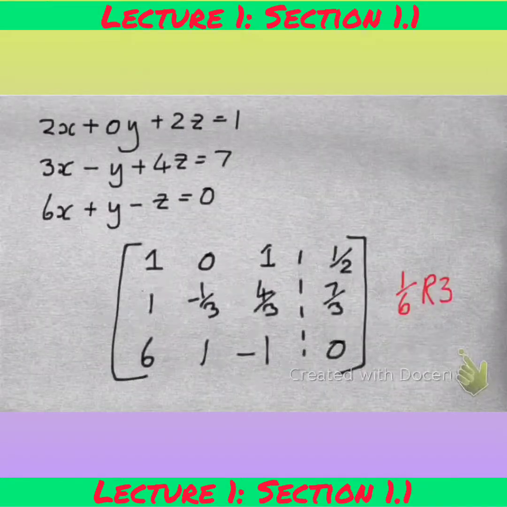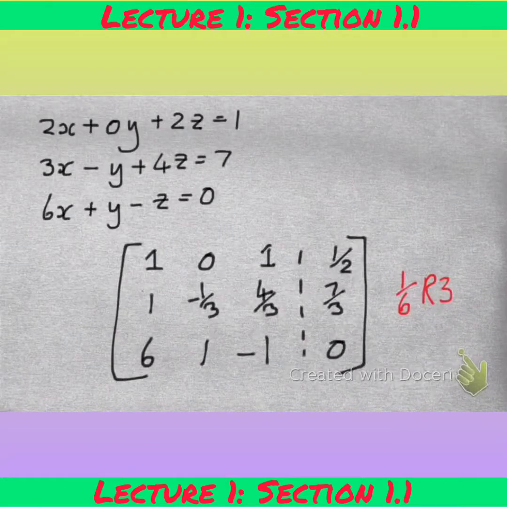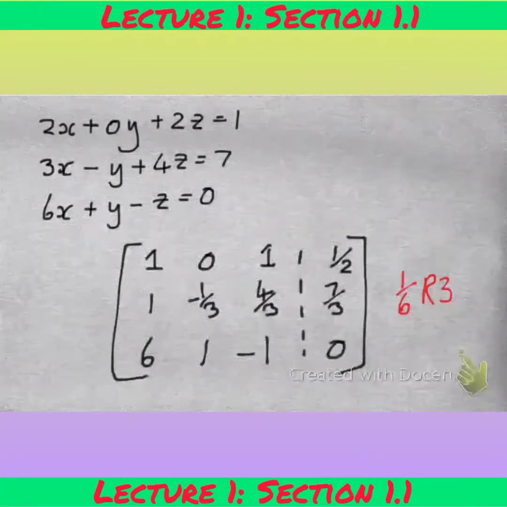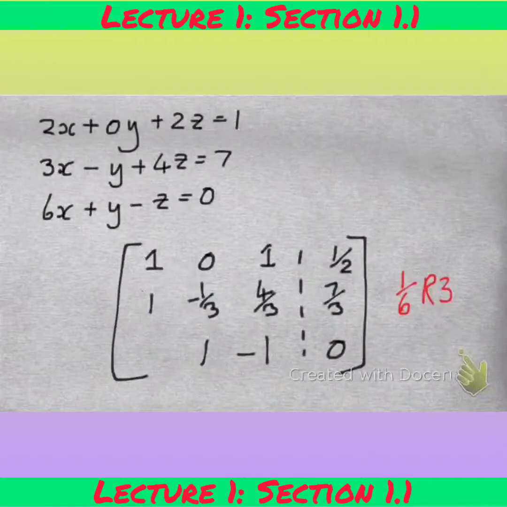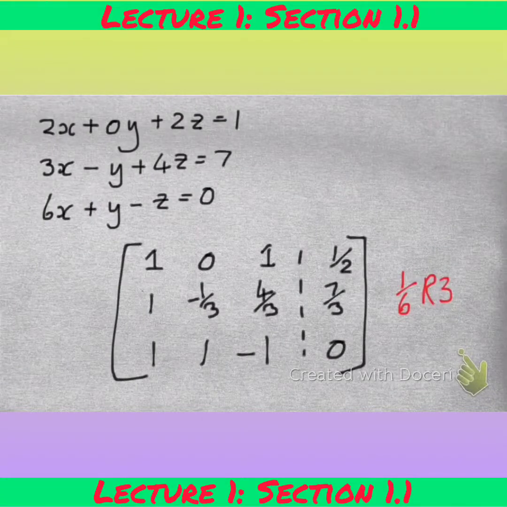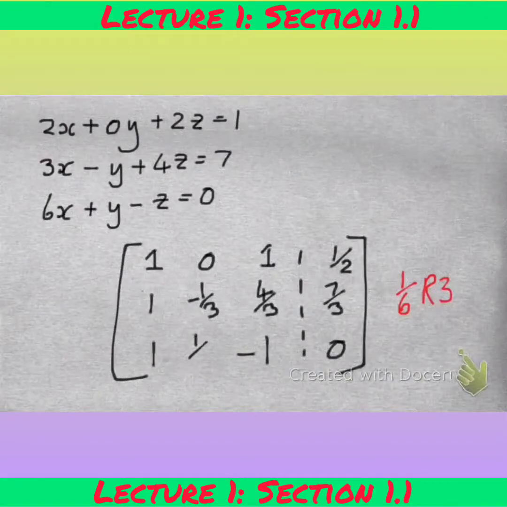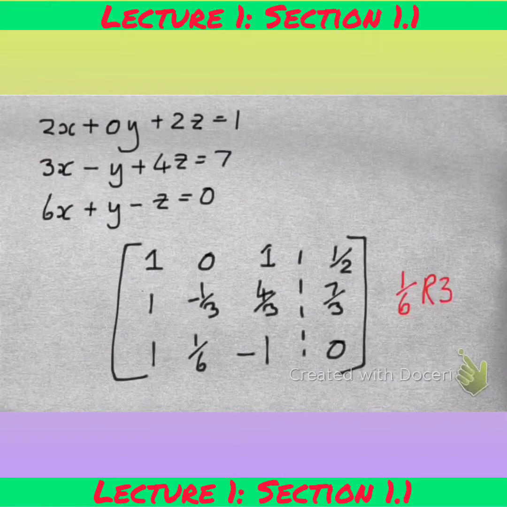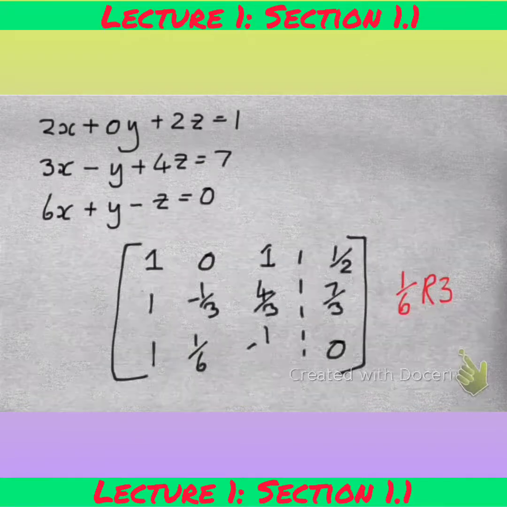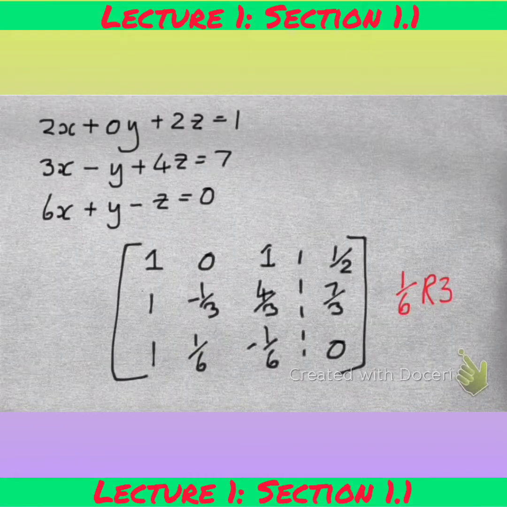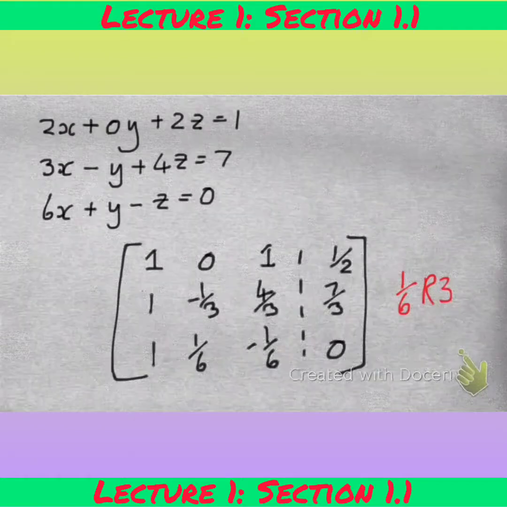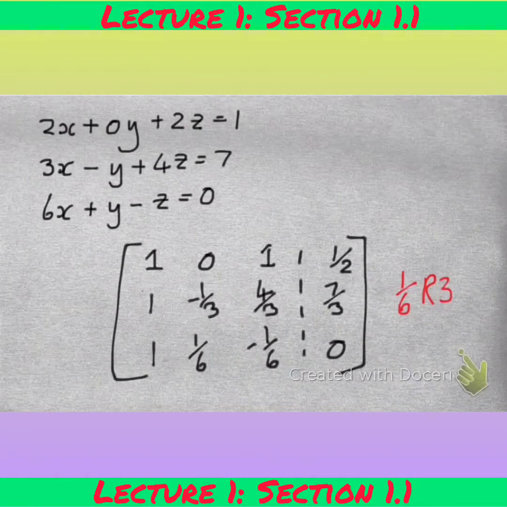And then I'm going to change the last row by multiplying through by 1 over 6. So the first entry is going to become 1. The second entry is going to become 1 over 6. The third entry is going to become minus 1 over 6, and the last entry is going to be 0.